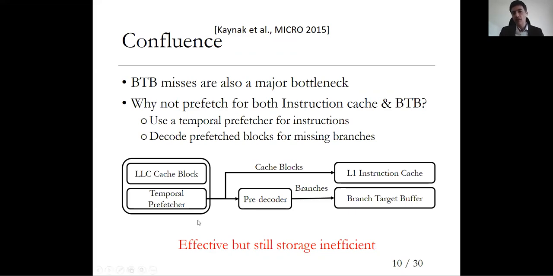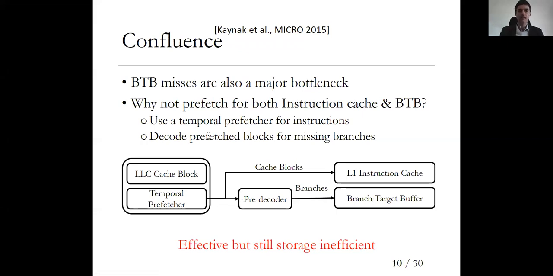The idea is that every time an instruction prefetcher prefetches an instruction block, when the block arrives to the cache, we decode the content of the block, we decode the instructions within the block, we identify the branches, and we insert those branches into the branch target buffer, into the BTB. So essentially, if I have an instruction prefetcher, I only need a simple predecoder that just identifies the branches. It doesn't have to be a full decoder of the processor. It just needs to identify branches. And upon identification of a branch, we insert them into the branch target buffer.